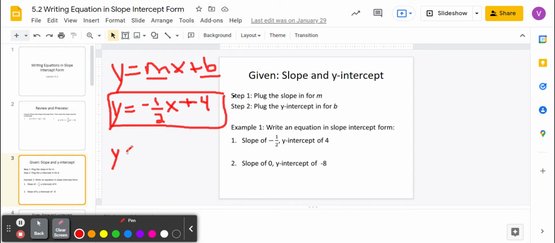In number 2, your slope is actually 0, so you don't have to write it down because 0 times x is just 0. And the y-intercept is -8, so you're going to have a final answer of y is equal to -8. Now remember, in some cases the slope could be 0, in some cases the y-intercept can be 0. Just because they're not there does not mean that it's not in slope-intercept form. Just make sure that your y is isolated.